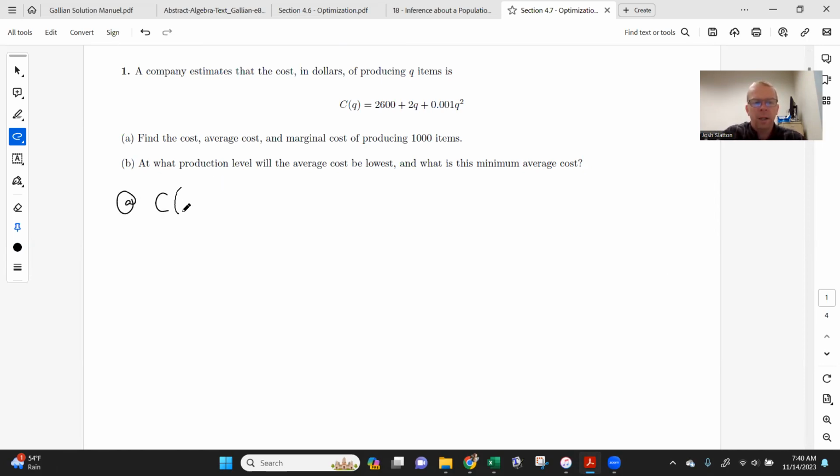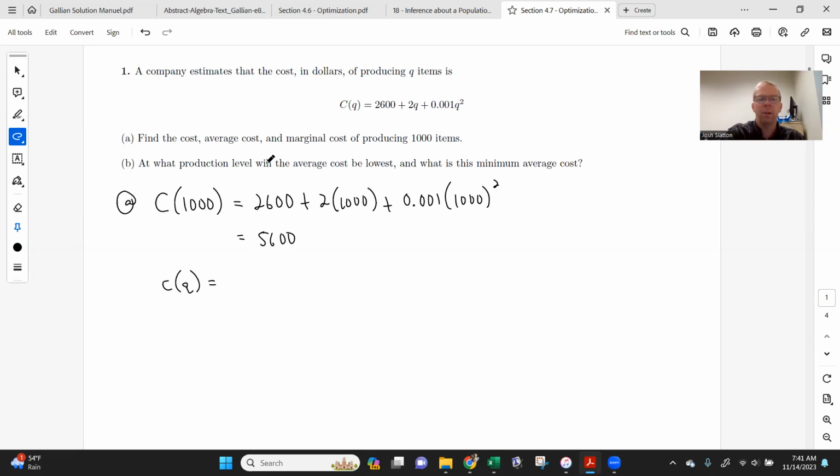So this first one's pretty straightforward. We're just going to plug in 1,000 for Q in C of Q, and we get 5,600 for that. All right, so that's cost. And we could just divide this by 1,000, we get 5.6, but we're going to need the average cost function in part B, so we'll go ahead and find that.